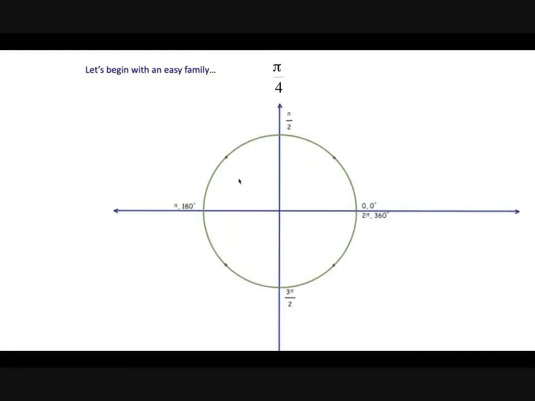And now let's look at the 45, 45, 90 triangles, or pi over 4. So here we have an isosceles right triangle. So if the hypotenuse is 1, the two sides are the square root of 2 divided by 2, and the square root of 2 divided by 2. So what would that coordinate be? The square root of 2 over 2.